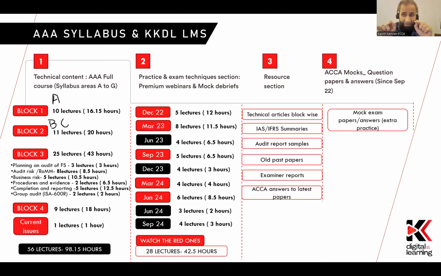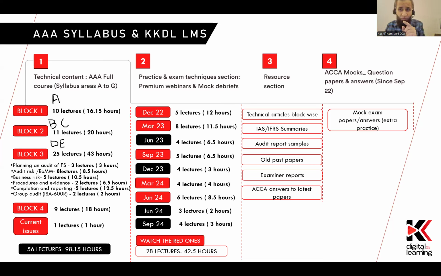Block 3 is syllabus area D, you know how important that is, and syllabus area E. Both are mandatory, one in question 1, one in section B. And block 3 is where you need the accounting knowledge. Block 1 doesn't need accounting knowledge. Block 2 doesn't need accounting knowledge. Block 4 doesn't need accounting knowledge. Block 3 needs accounting knowledge.